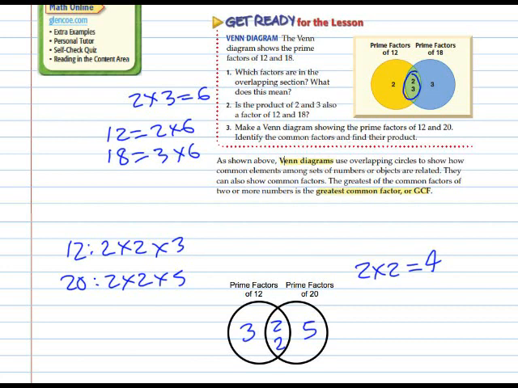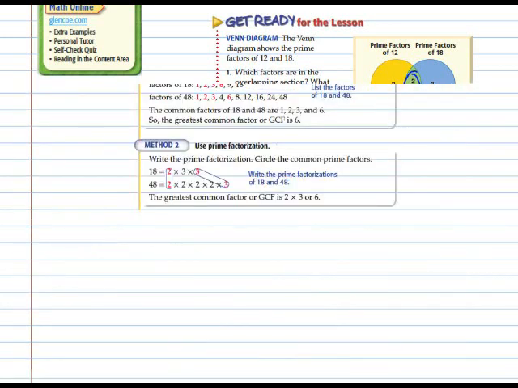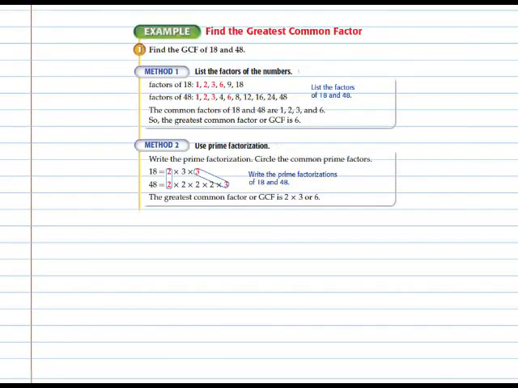As shown above, Venn diagrams use overlapping circles to show how common elements among sets of numbers or objects are related. They can also show common factors. The greatest of the common factors of 2 or more numbers is called the greatest common factor. There are 2 methods for finding greatest common factor.